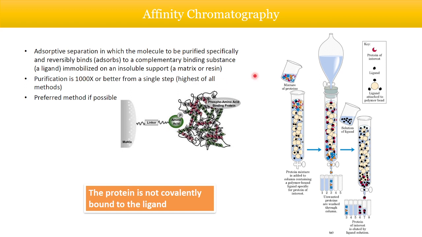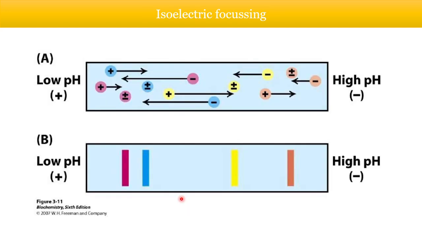So what you see, you have the ligand attached to the polymer bead. Your beads are over here. You pass your protein, so the key protein of interest is this one. The protein goes and binds to the ligands. Only your protein of interest will bind to that particular ligand to which it has higher affinity, and then you elute it. So the purification is 1000x better from a single step, and it is the preferred method if possible. Then you add a solution of another ligand and you elute it. You need to keep one thing in mind: the protein is not covalently bound to the ligand.